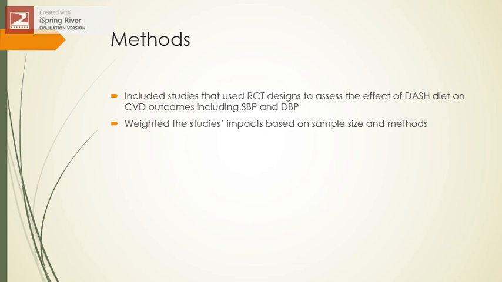So the methods, what they did is they only included studies that used a randomized controlled trial design to evaluate DASH diet on cardiovascular disease. They had to look at systolic and diastolic blood pressure in order to be counted. And then what they did is they weighted the studies based on how many people were in the study. So if 20 people were in the study, those findings wouldn't count as much as if 2,000 people were in the study.